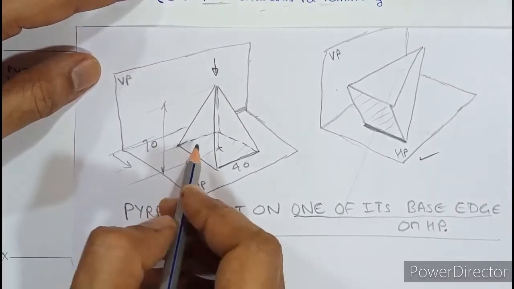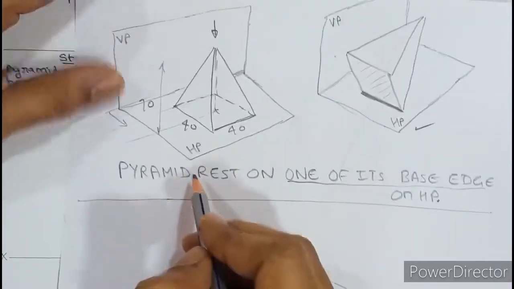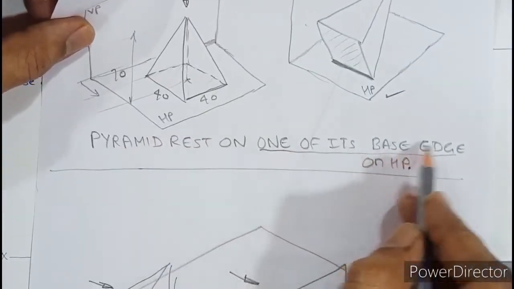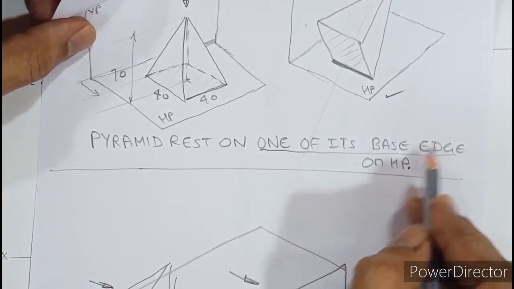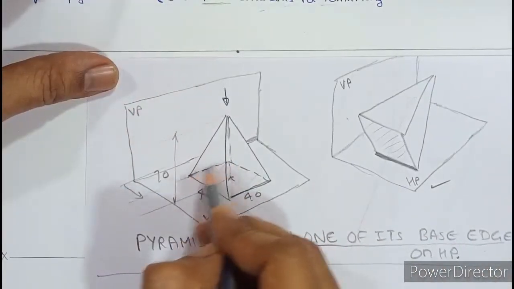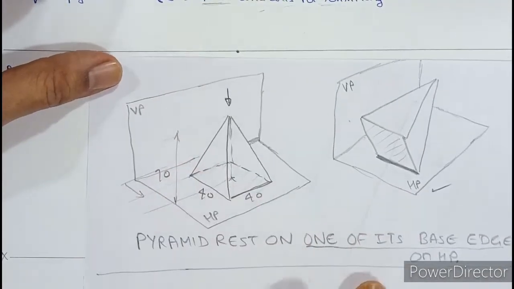Why is it not in contact? If the base edge were in contact with VP, the question should have been like this: pyramid rests on one of its base edge on HP and on VP. If the pyramid rests on both HP and VP, then only the rear base edge should contact the XY line. Otherwise you should leave some convenient gap.